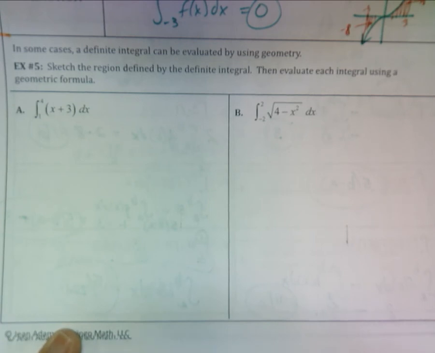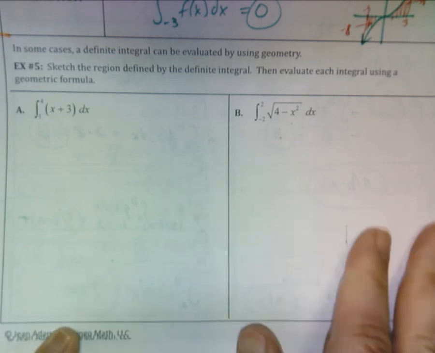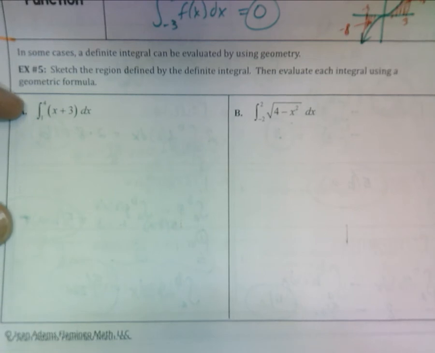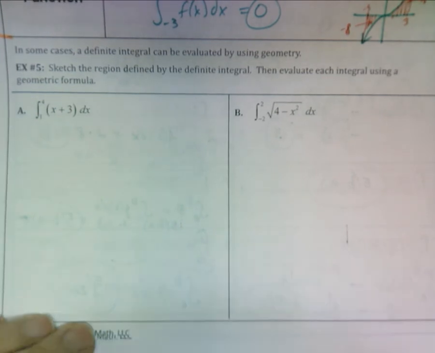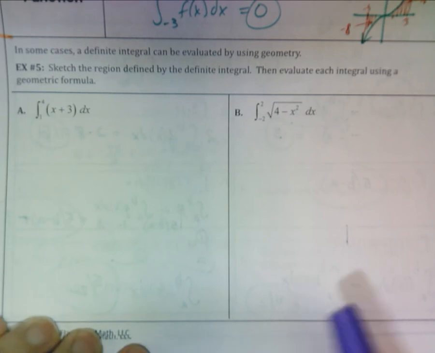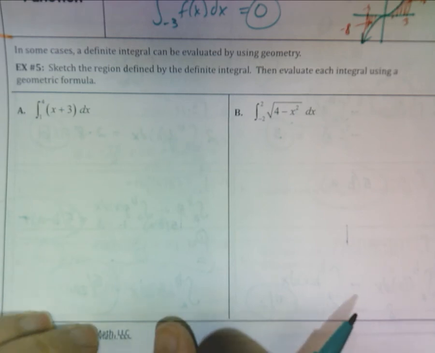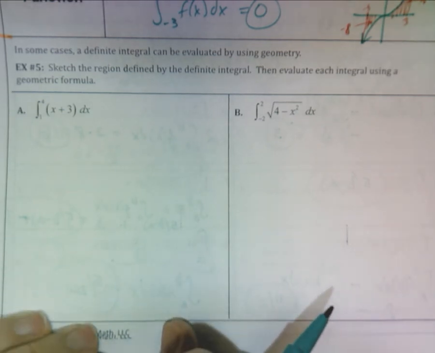So in some cases, it's good to actually draw and use geometry to find the area under the curve. So we're going to do that for some of these right now, and hopefully it all makes sense. And then your job will just be to do the homework. So sketch the region defined by the definite integral and then evaluate each integral using a geometric formula.